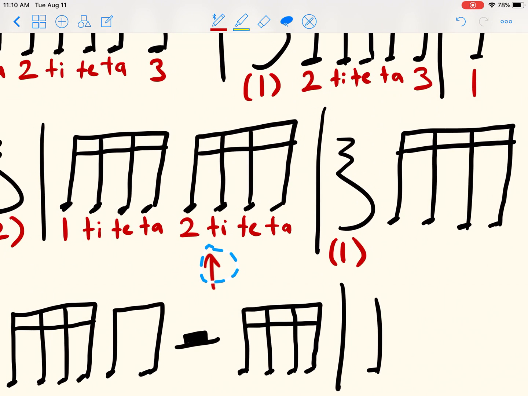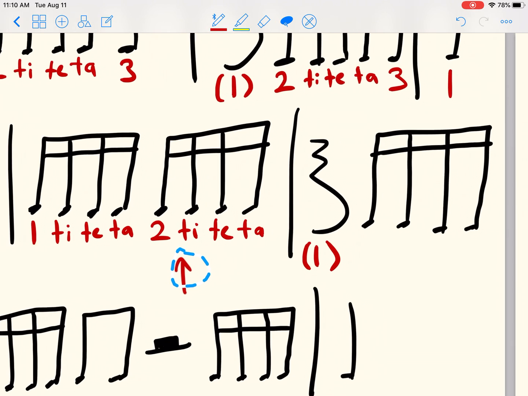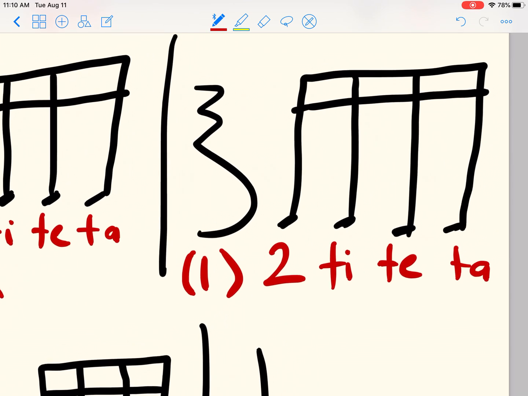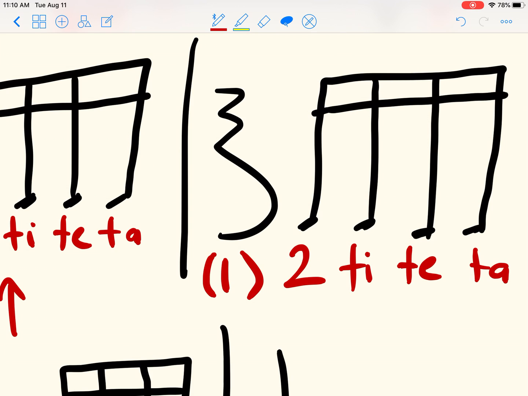All right. Move on to this last bar. We're not going to add a downbeat to this one. So we already have 1 in parentheses for the quarter rest on the downbeat, and then we have 2, T, te, ta for the grouping of 16ths right afterward. Let's try it. 1, 2, here we go. 1, 2 T theta. Again, here we go. 1, 2 T theta.